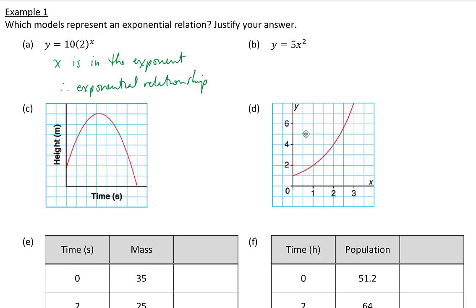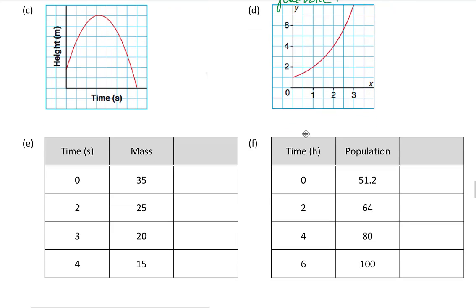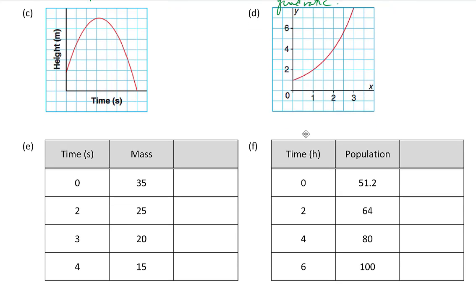Notice in our second one, x is not in the exponent, and since the exponent is equal to 2, this is a quadratic relation. So let's look at our two graphs. You see the first one is a parabola, so it's not exponential. Again, that's quadratic. In the second one, it could be an exponential equation since it's always increasing.